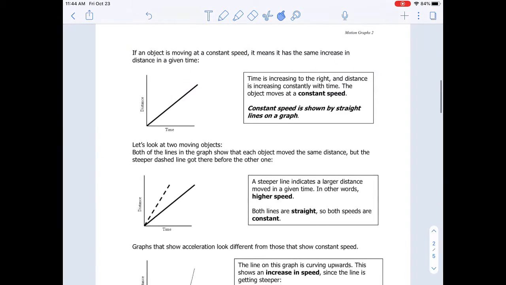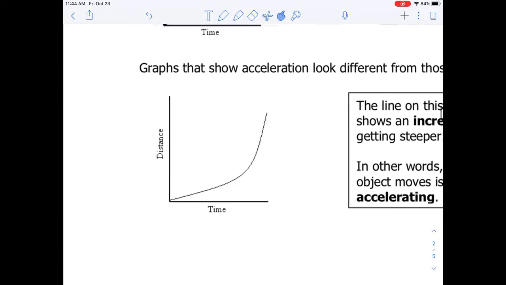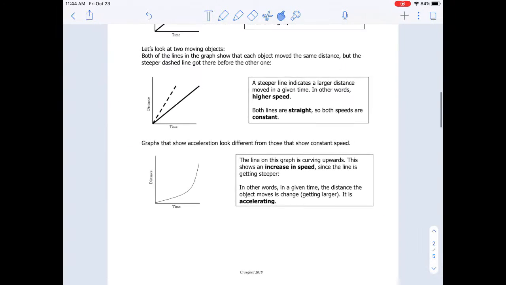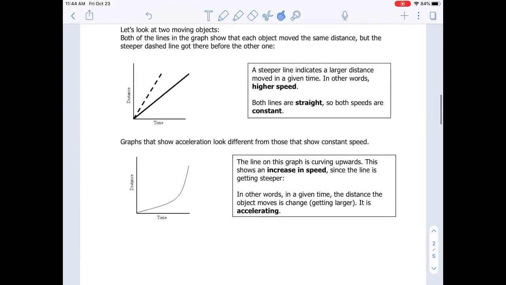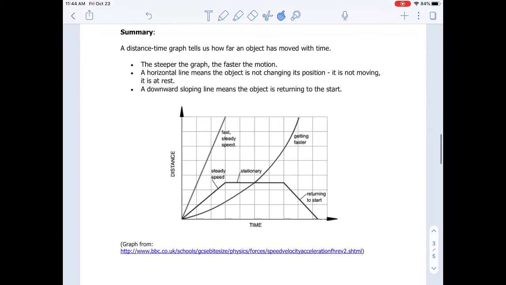You will need to read through these parts because here's an accelerated object compared to something that's going at a constant rate. Pause the video and look at these different scenarios.